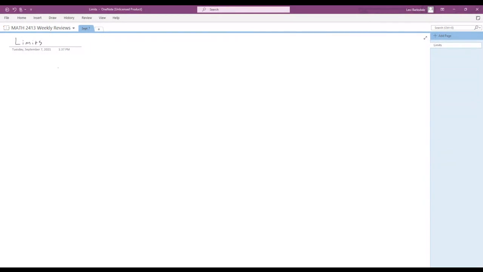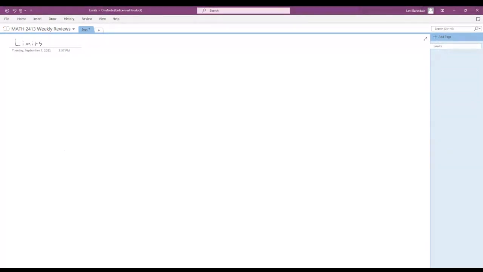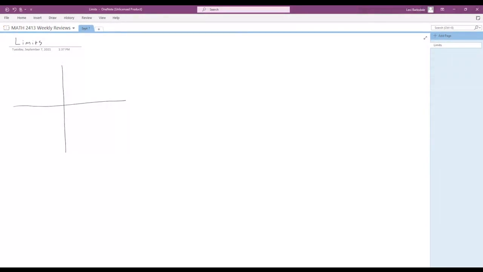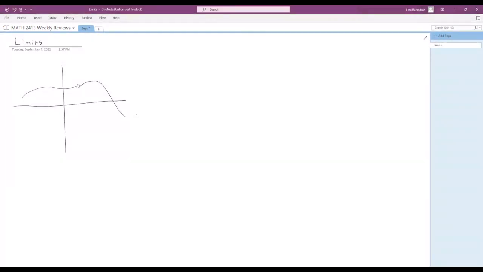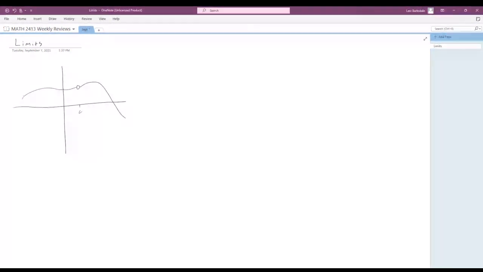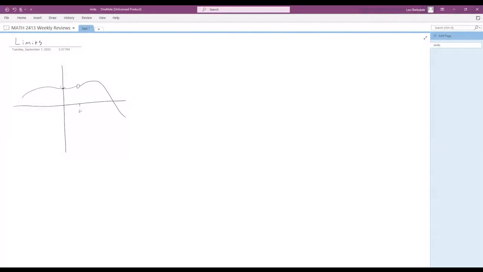There we go. So let's say we have our coordinate plane right there, and then we have some kind of function on it with a hole in it right there. Fairly simple. We can call this point c, and we'll call that 1, because 1 is an easy number.